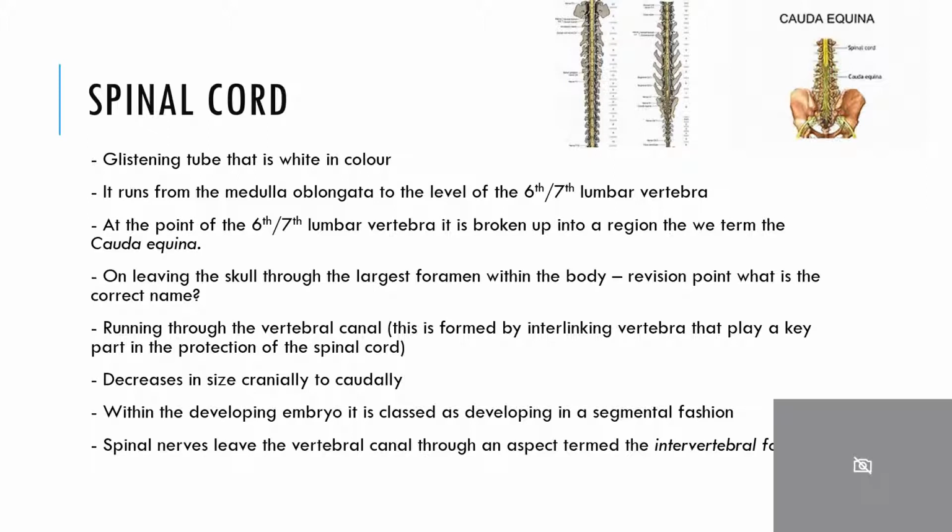this runs through the vertebral canal, and it's formed by interlinking vertebrae that play a key part in the protection of the spinal cord. It decreases in size cranially to caudally, and within the developing embryo it is classed as developing in a segmental fashion. The spinal nerves leave the vertebral canal through an aspect that we term the intervertebral foramen.